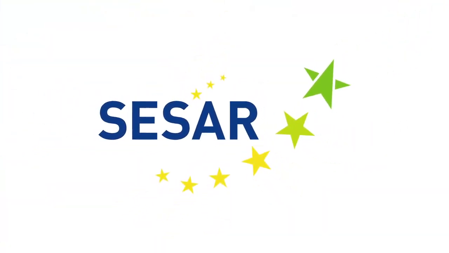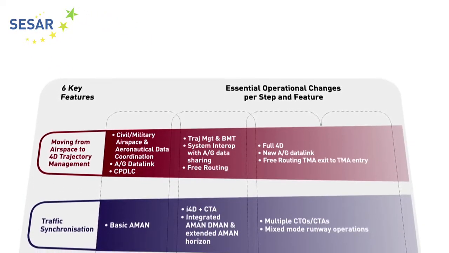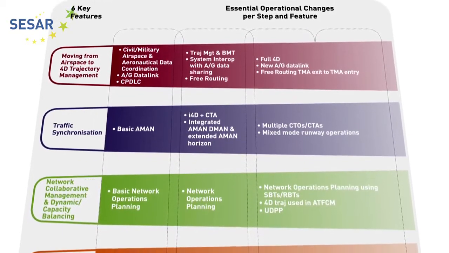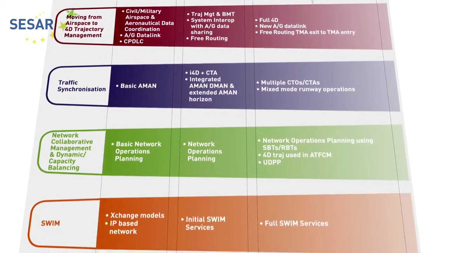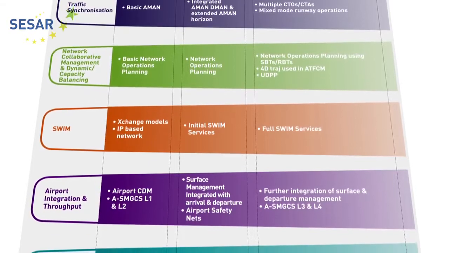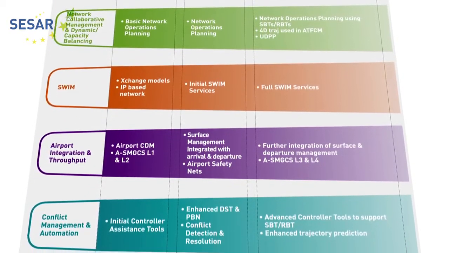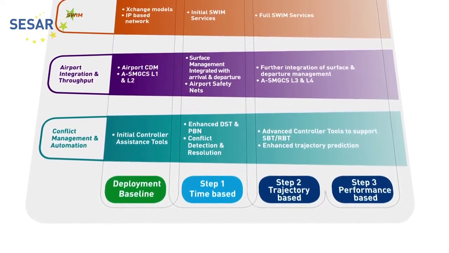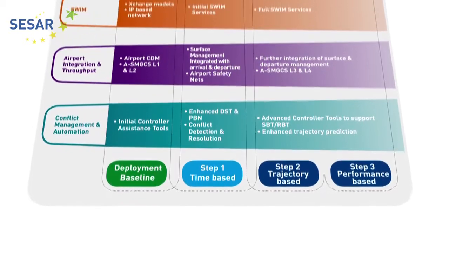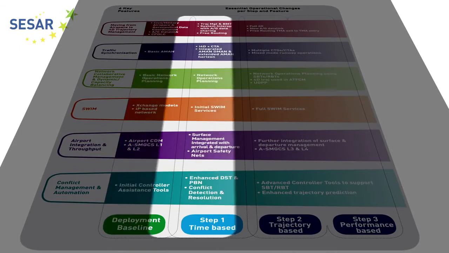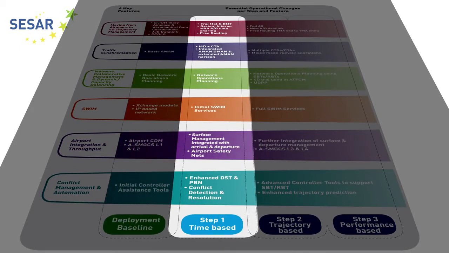In Europe, the 6 pillars of the Single European Sky ATM Research Master Plan are moving from airspace to 4D trajectory management, traffic synchronization, network collaborative management, system-wide information management, airport integration and throughput, and conflict management and automation. The deployment baseline phase is already in place, and step 1, the transition to time-based operations, is now well underway.